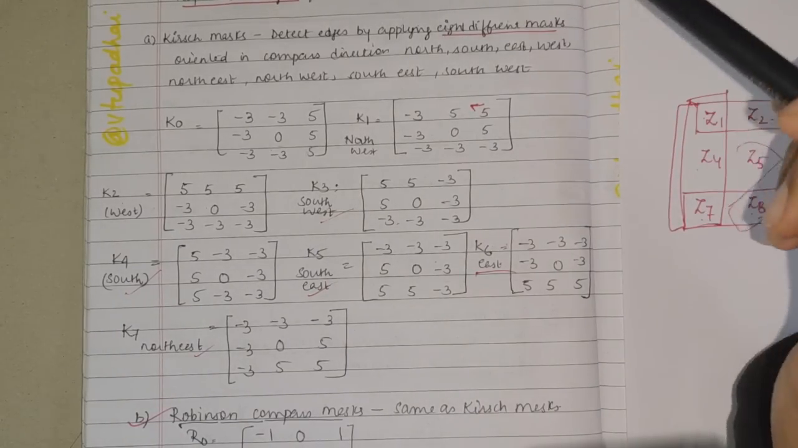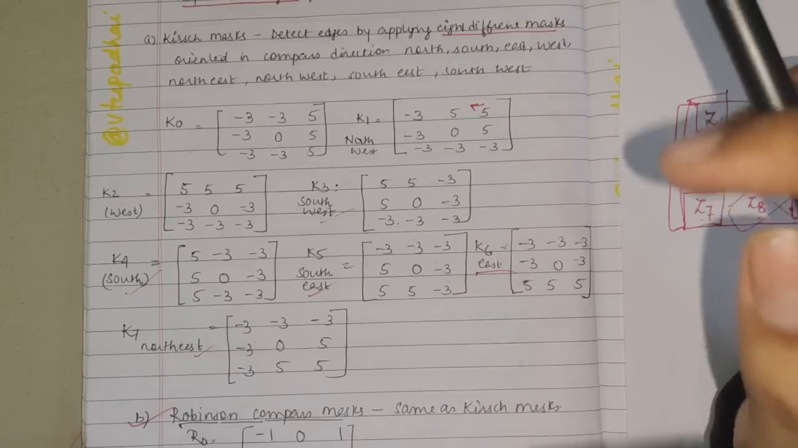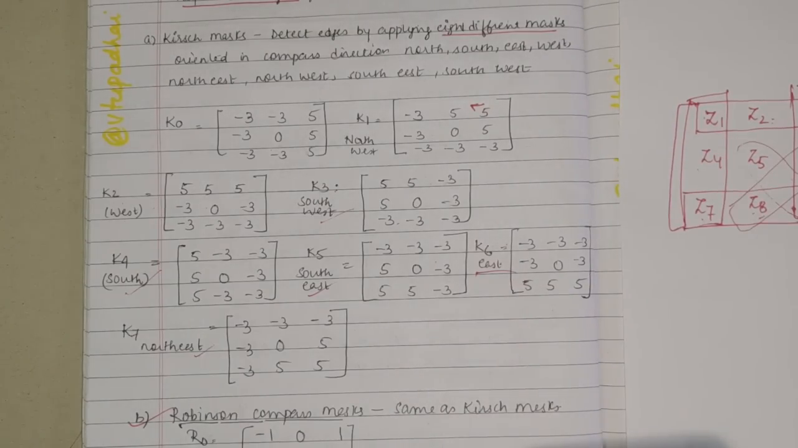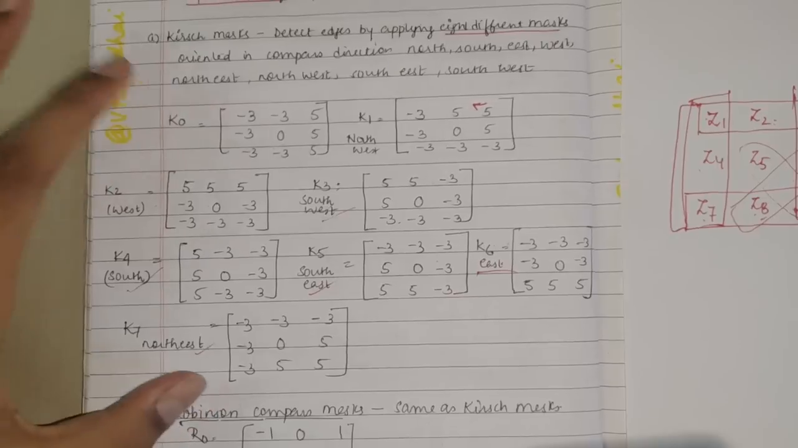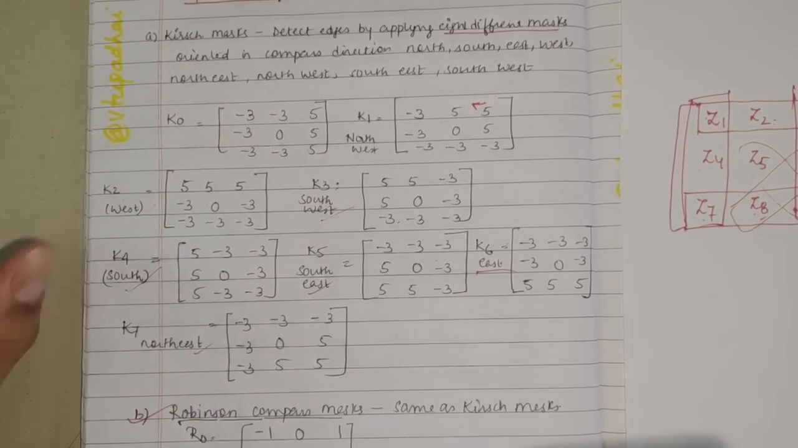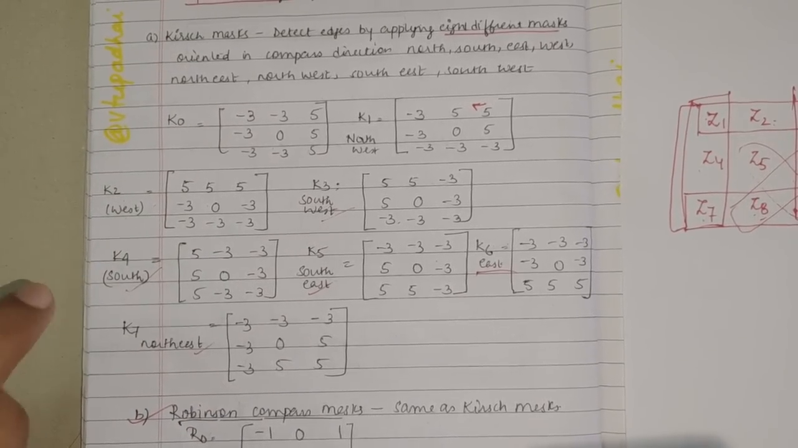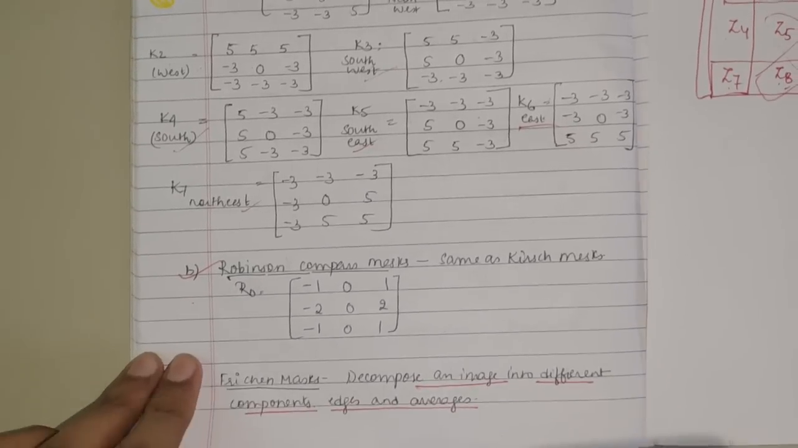Whenever they ask you in the exam, just mention that it is used to detect edges by applying the 8 different mask method. You have to draw all these k0 to k7, that is all the 8 matrices, mentioning which direction represents what. Okay, next we have something known as Robinson's operator.